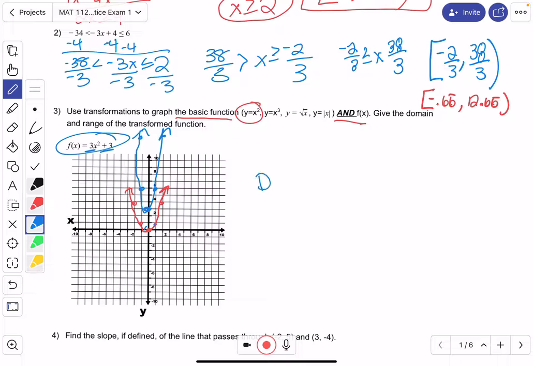Now we want the domain and range. So the arrows on the end tell us our domain is -infinity to infinity. And then the range, since it has a minimum, our lowest point is 3, and then it's going to go up from there. So it would be 3 to infinity.